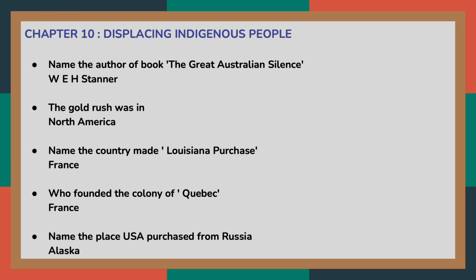It's chapter 10, Displacing Indigenous People. Name the author of the book The Great Australian Silence. It is W.E.H. Stanner. The gold rush was in North America. The country which made the Louisiana Purchase is France. Who founded the colony of Quebec? It's France. Name the place the USA purchased from Russia. It's Alaska.